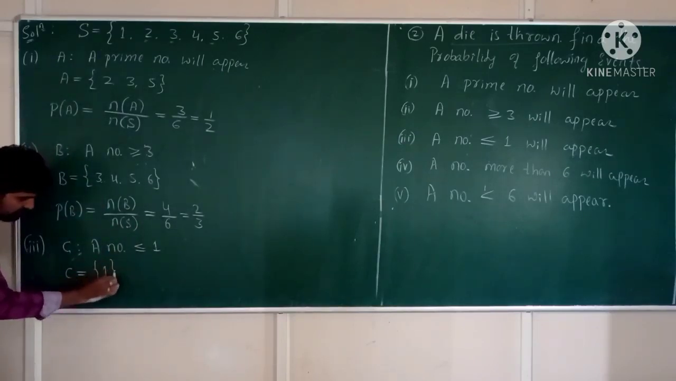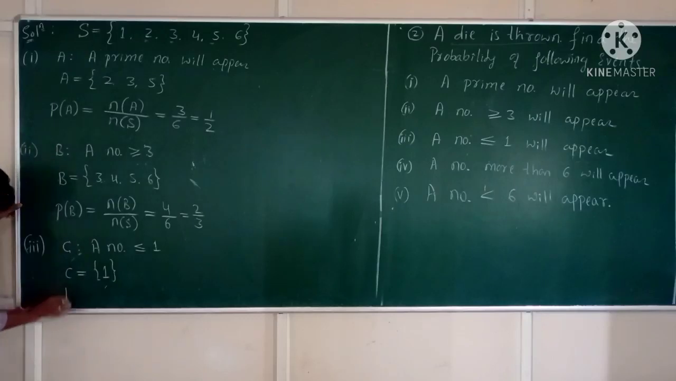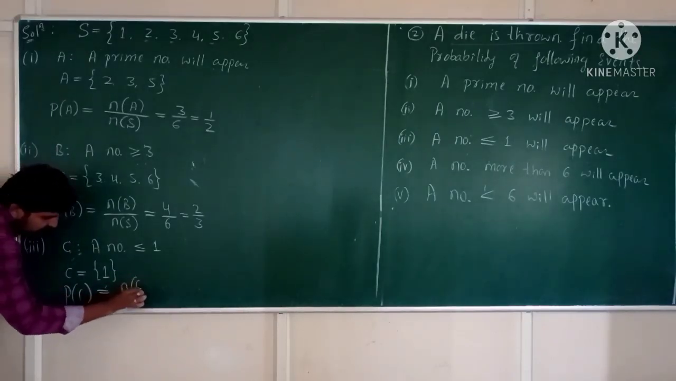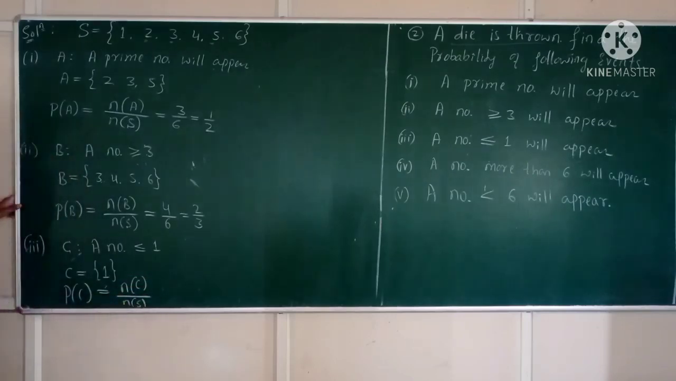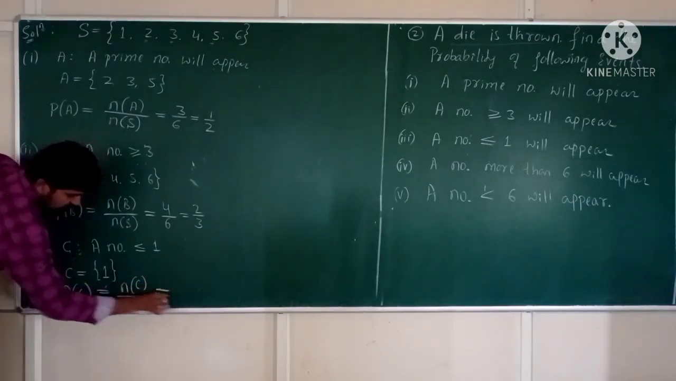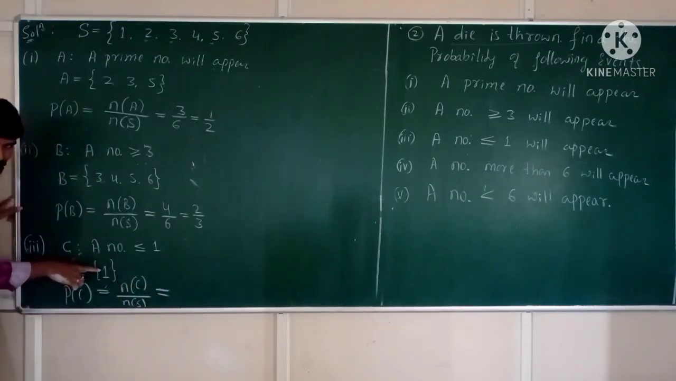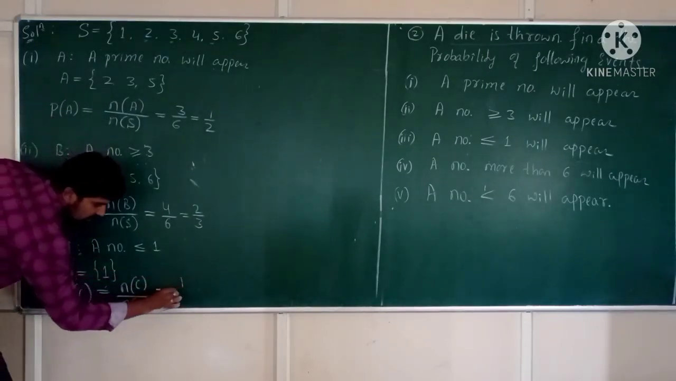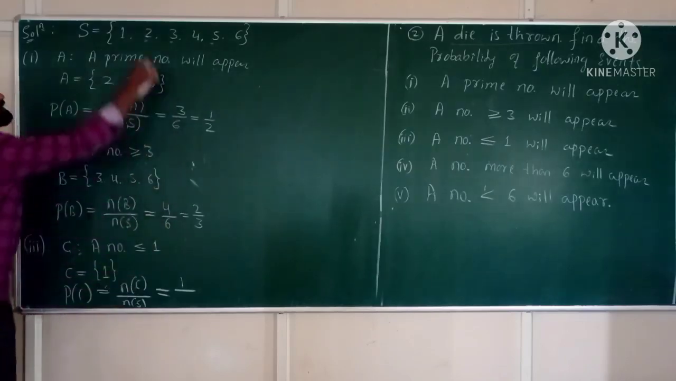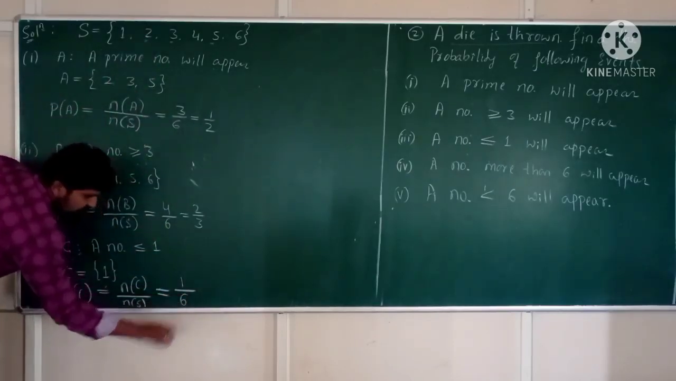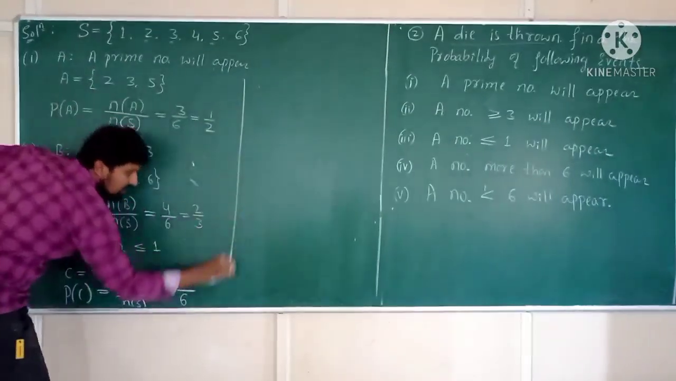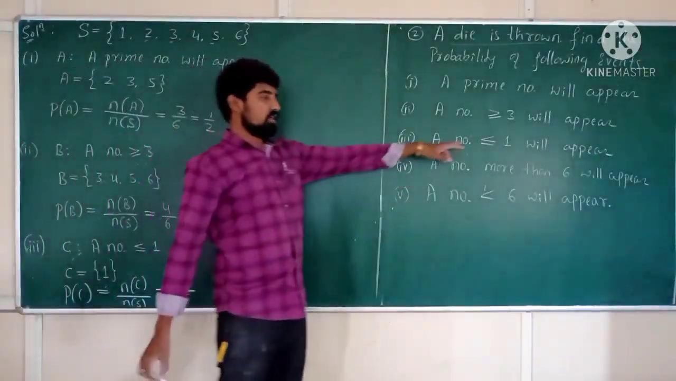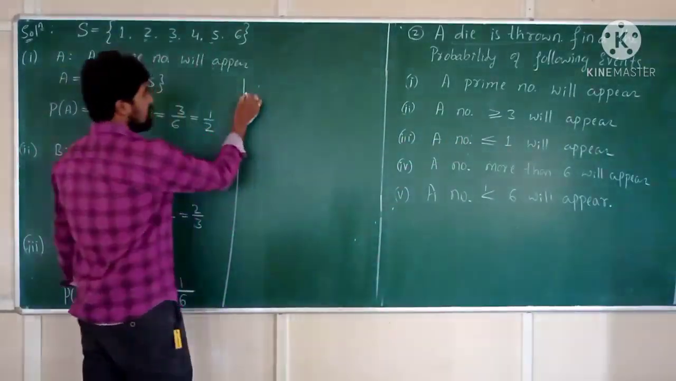1. Therefore, the probability of the event C is equal to the number of elements present in the event C divided by the number of outcomes present in the sample space S, which is equal to the number of outcomes present in the event C, which is 1, divided by the total number of outcomes in the sample space, which is 6. Therefore, 1 by 6 is the probability of getting a number less than or equal to 1. I hope all of you understand.